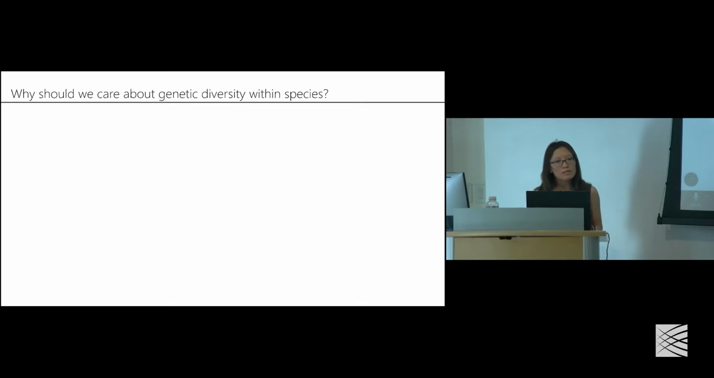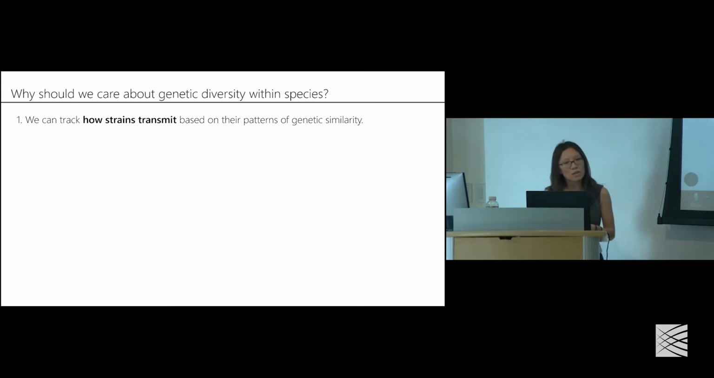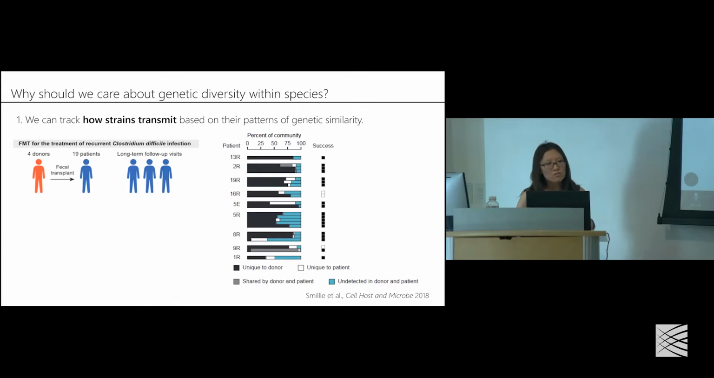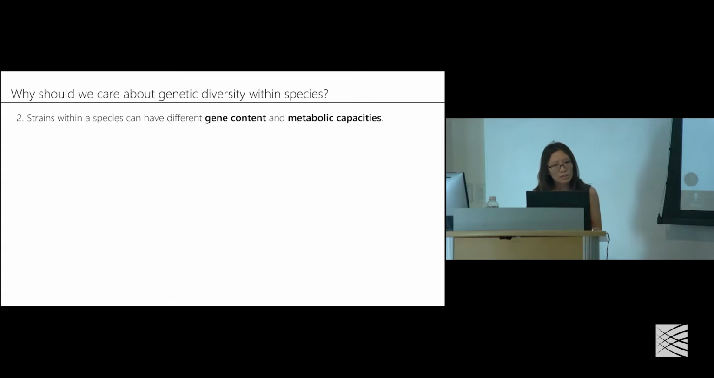So why should we care about this genetic diversity within species? Well, one is that it gives us the ability to track how strains transmit between hosts and between different environments. Folks have used these methods to track patterns of transmission between, say, mothers and infants, as well as transmissions that occur during the process of fecal microbiome transplantation.